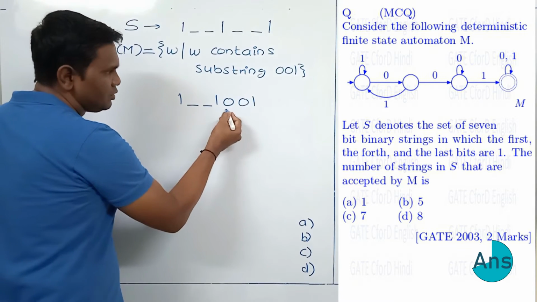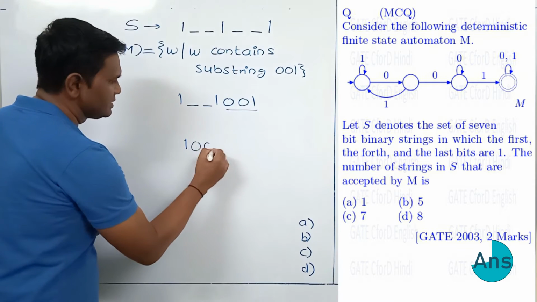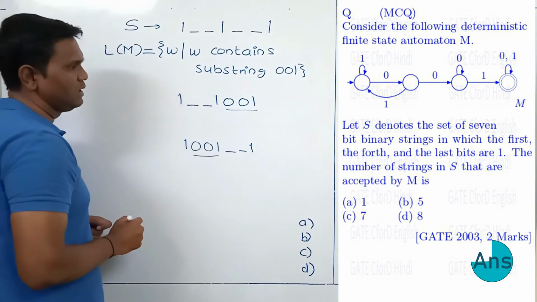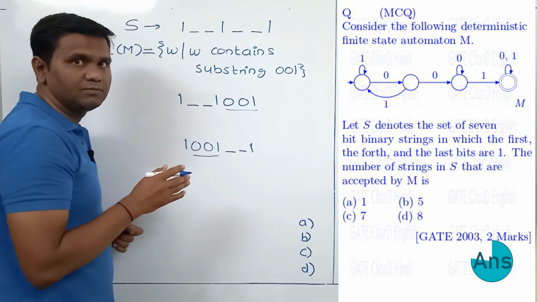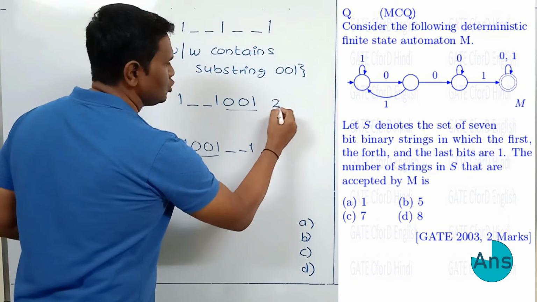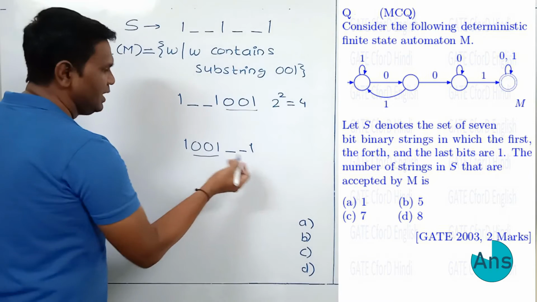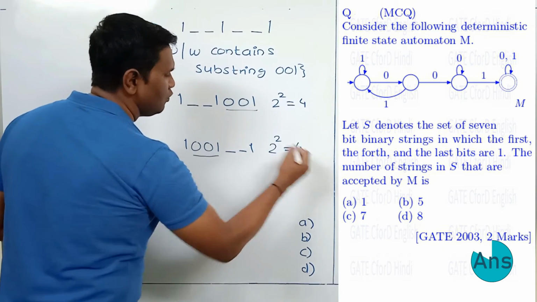Here we have substring 001. Another possibility is like this. Here we have substring 001. So here we have to fill two places. At each place we can put 0 or 1. So in total 2 power 2 equal to 4 strings follow this format. Here also similarly we get 2 power 2 equal to 4 strings.